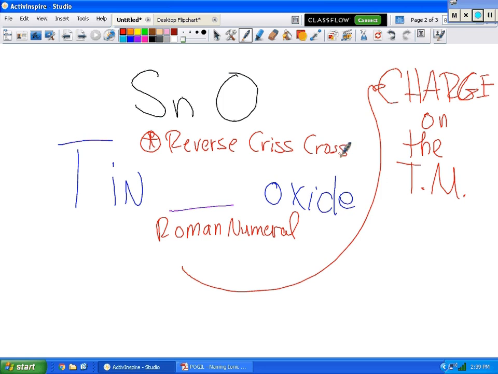So this is what the process is called. Reverse crisscross. So here's what we're going to do. We're going to pretend that there's a 1 here and a 1 here. And what I'm going to do is I'm going to reverse crisscross these numbers. Haven't I already taught you the crisscross method? Basically, we're undoing what we've already done. And there's a reason why.